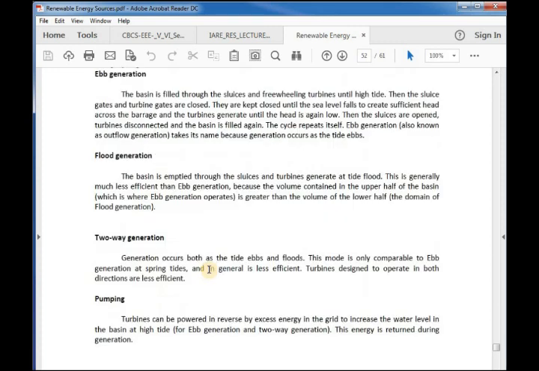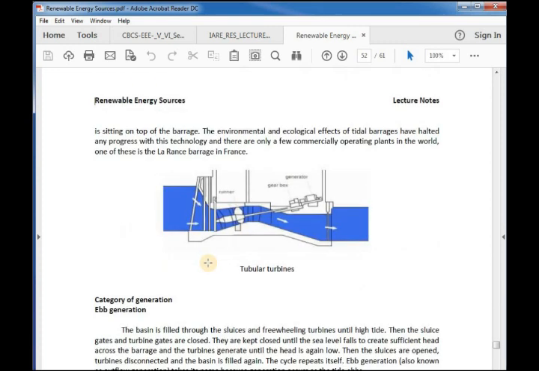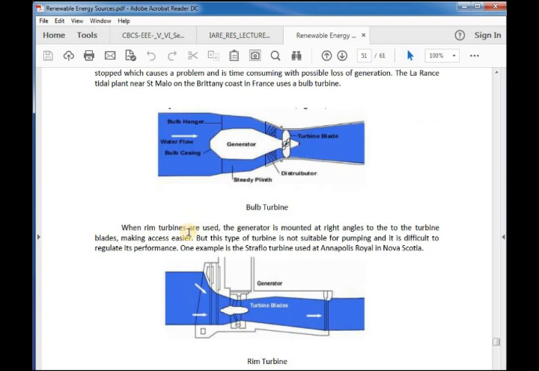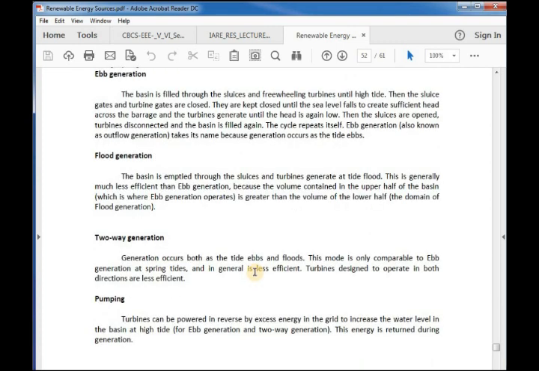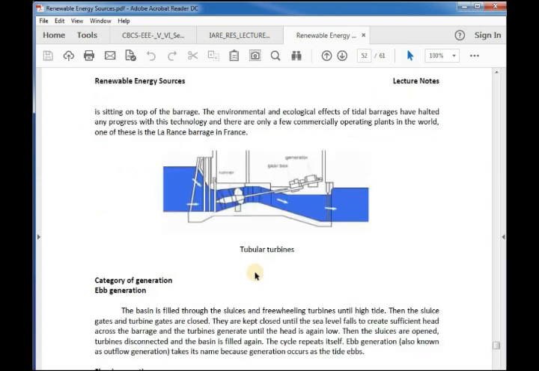The next you have rim type turbines. Okay. If you see the rim type turbines, the generator is mounted at a right angle. See, the turbine is here. The generator is mounted perpendicular to it. So the generator is mounted at a right angle to the turbine blades, which makes it easier for the storage of the energy. Okay, but here it is not suitable for pumping. If you have to pump water and get it to the generating unit, it is not suitable.